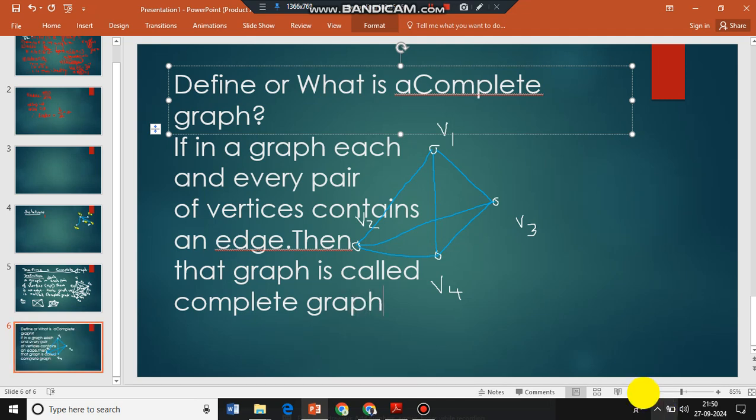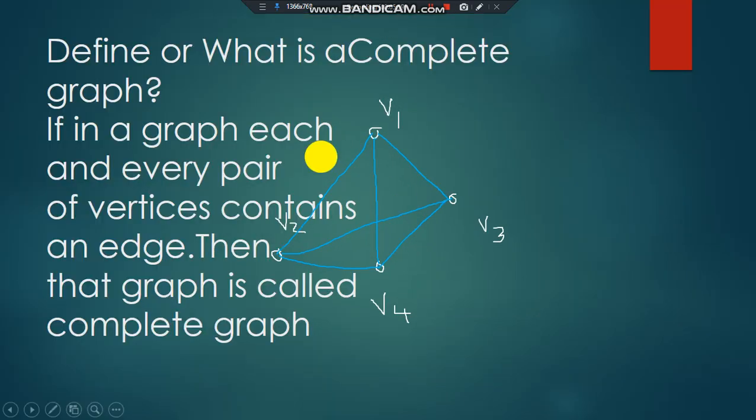So we must know that this is what we have to understand. So this is a graph in which each and every pair of vertices contains an edge, then this graph is called a complete graph. Thank you, and I will come with another example in the next class.